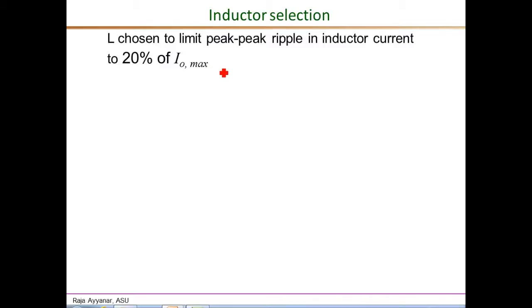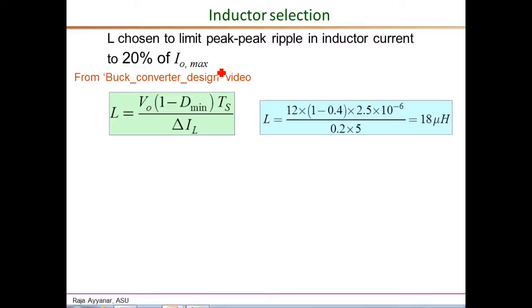Now we need 4 parameters to choose an inductor, so let's go through each one of them. From the previous video on buck converter design, we derived 4 equations for each of those parameters, and the inductance L itself is given by VO times (1 minus D) TS over delta IL, and we should use D minimum, which is the worst case for designing the L value. So substituting the numbers, VO is 12, D minimum we saw from the previous slide was 0.4, and FS is 400 kilohertz. So therefore TS, which is 1 over FS, is 2.5 microseconds, and that is what is substituted here. And in the denominator we have delta IL, which is 20% or 0.2 times IO max, which is 5 amperes, and that turns out to be 18 microhenry.